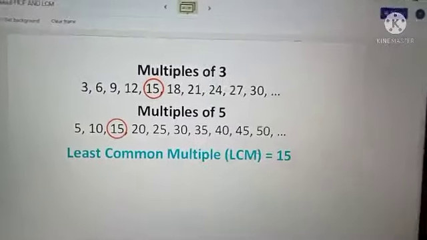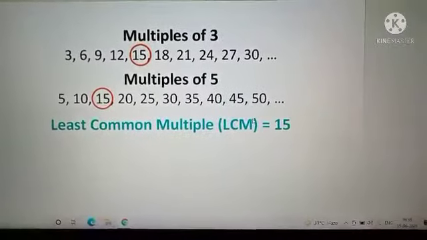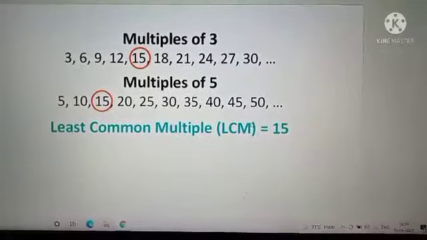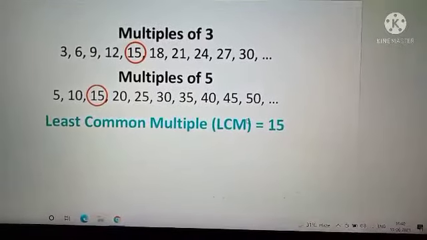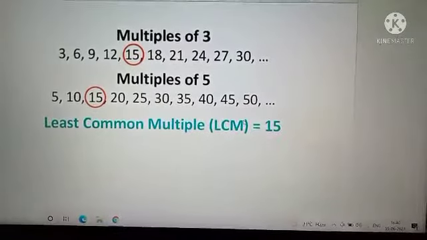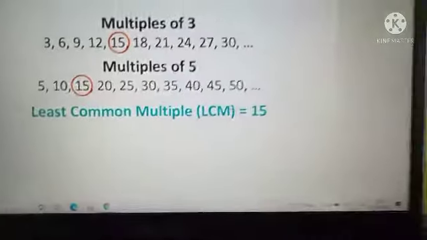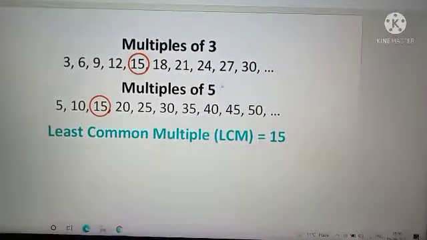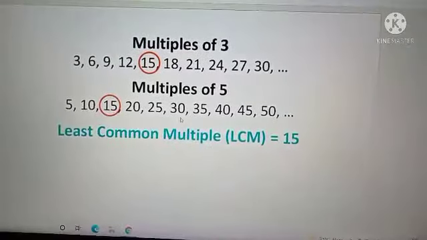In this, can you find any multiple common? Yes, 15 is common. 15 is in 3's table and also in 5's table. Anything else we can see? Yes, 30 is also there. See here, in 3's table also 30, and in 5's table also 30 is common.